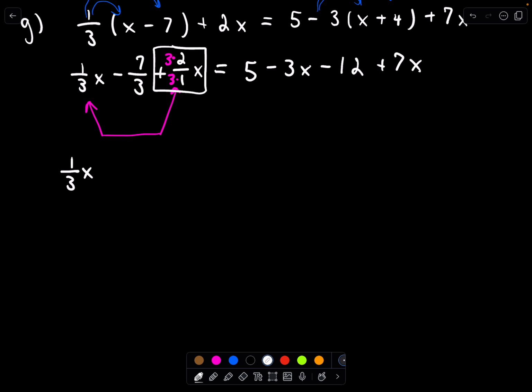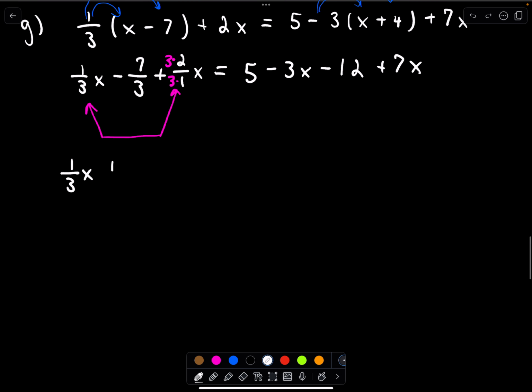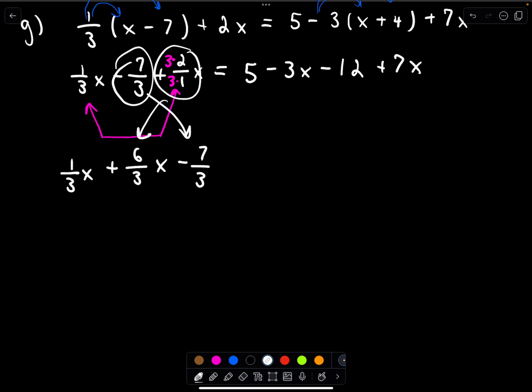So let's simplify. 3 times 2, that's going to be 6 over 3 times x. And then I still have my minus 7/3. So I just simplified this and put it in the middle, and my negative 7/3, I just brought out to the side. And again, the whole reason I did that was to get common denominators.